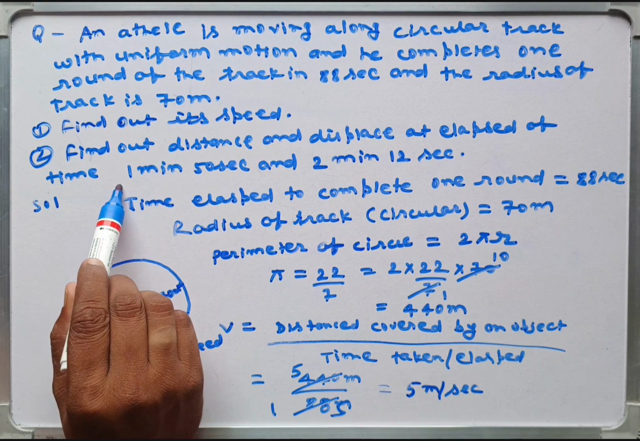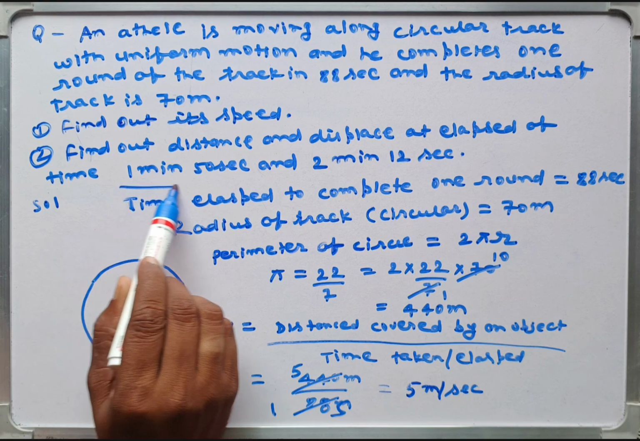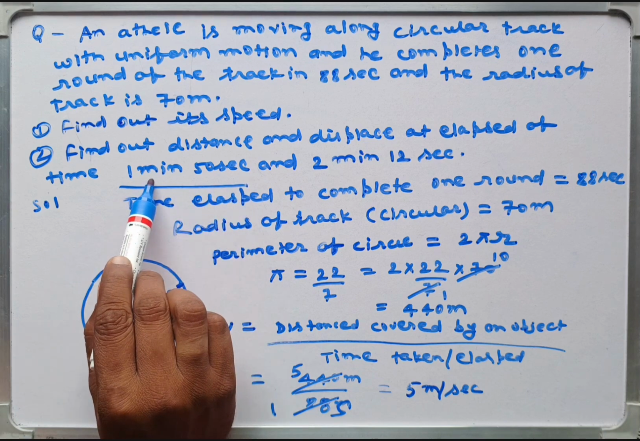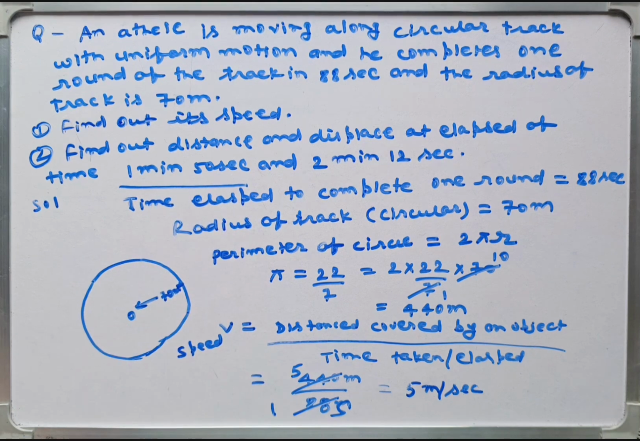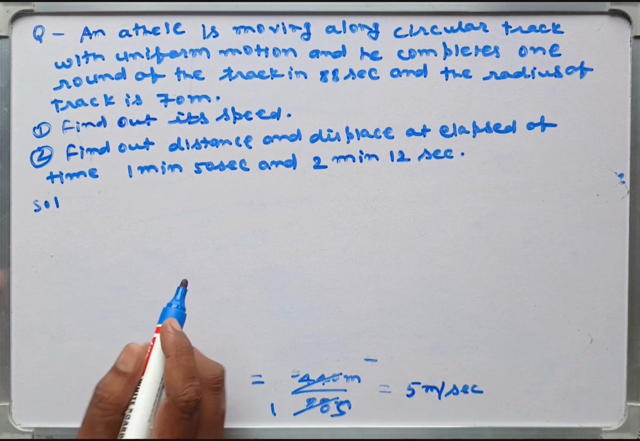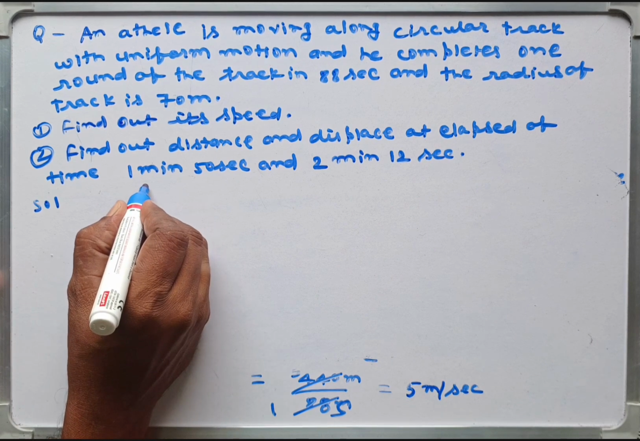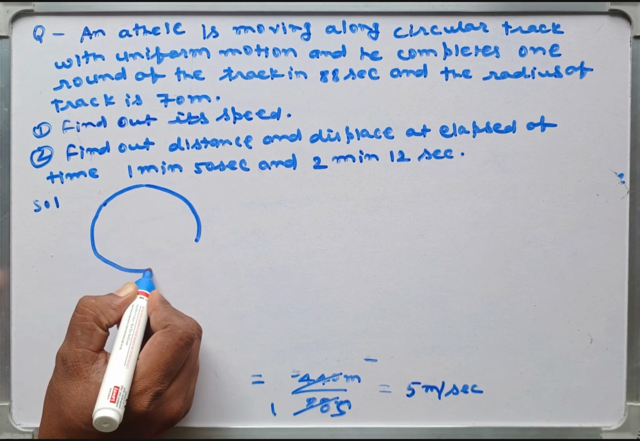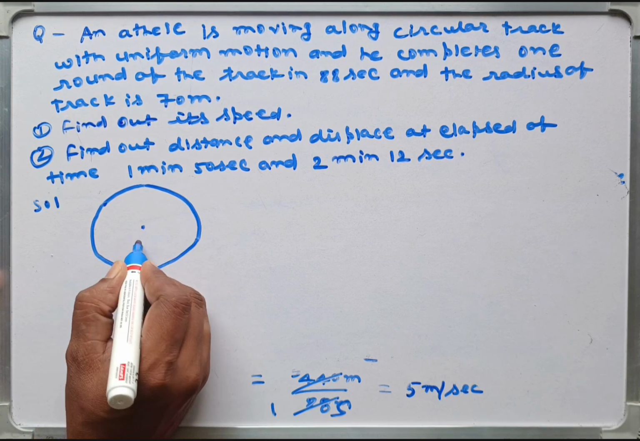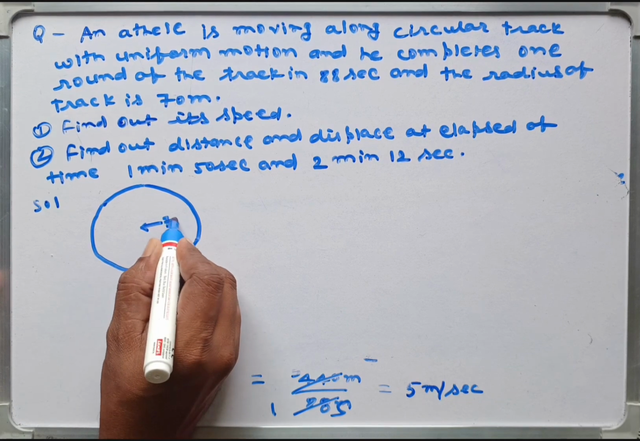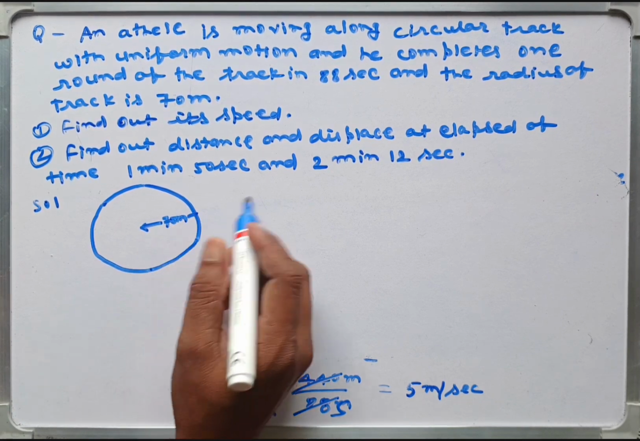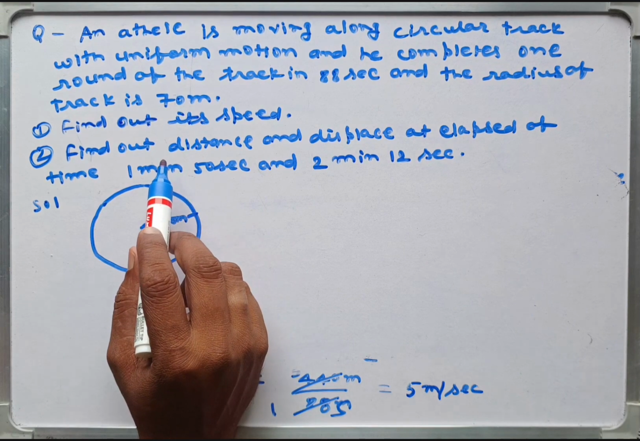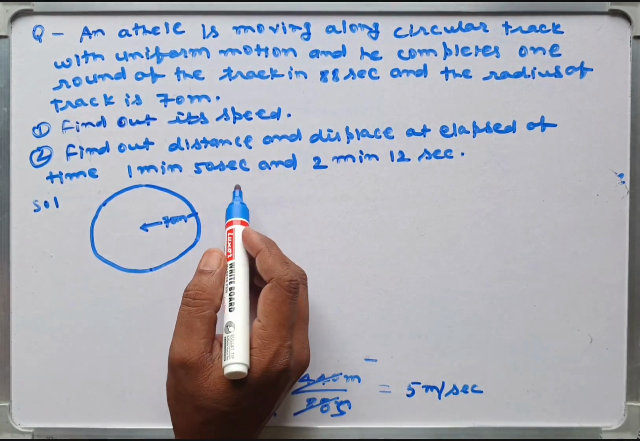what will be its distance when time elapsed is 1 minute 50 second. Okay, so see here the solution of this one. So guys, here this one is a circle, which radius is here 70 meter. Okay, now what information do you get from the question here?